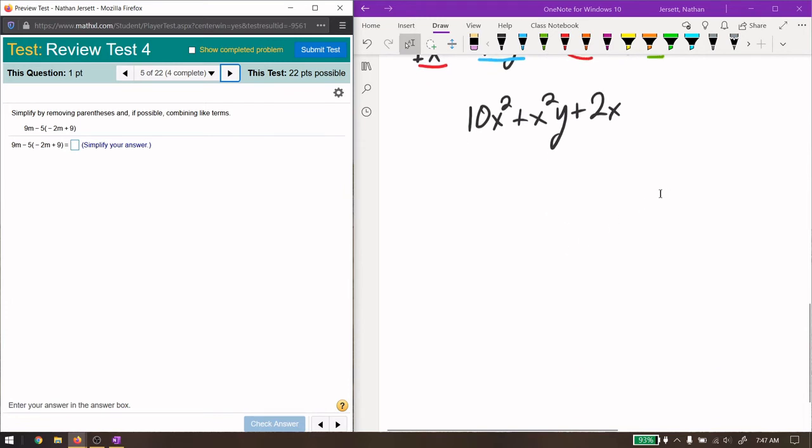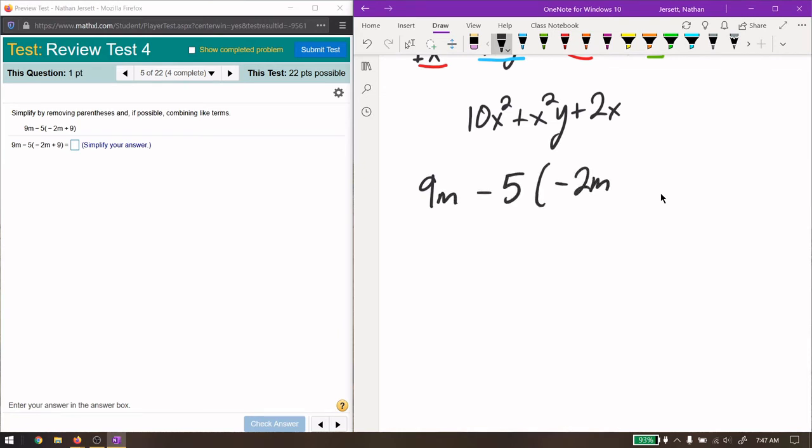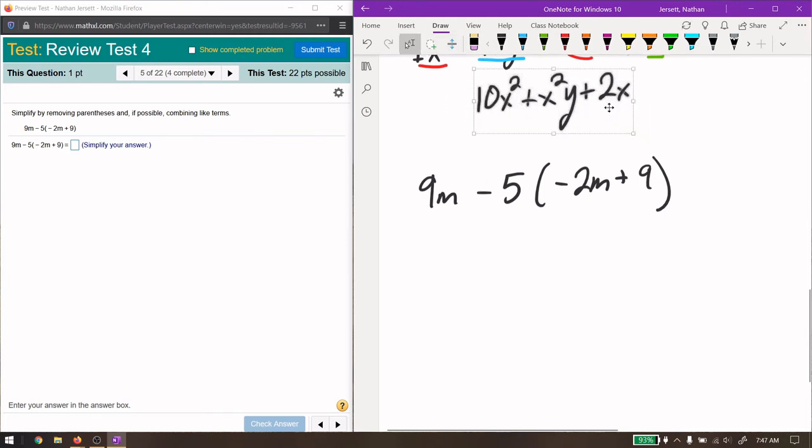Simplify by removing parentheses and, if possible, combine like terms. You always combine like terms if possible. It just makes the problem easier for you to work with. So that should be your natural desire to do that. So the first thing I can do here, let me get a little bit of space, is I'm going to distribute this -5. I'm distributing both the negative and the 5 into there.